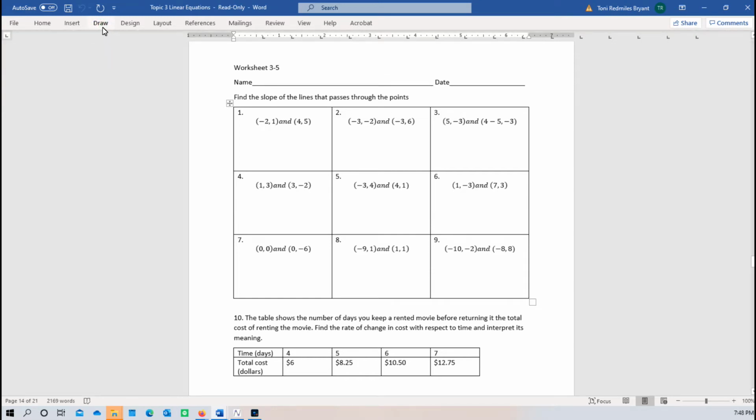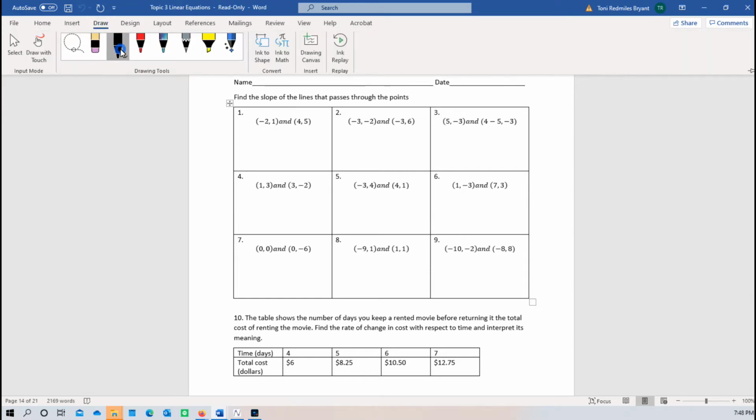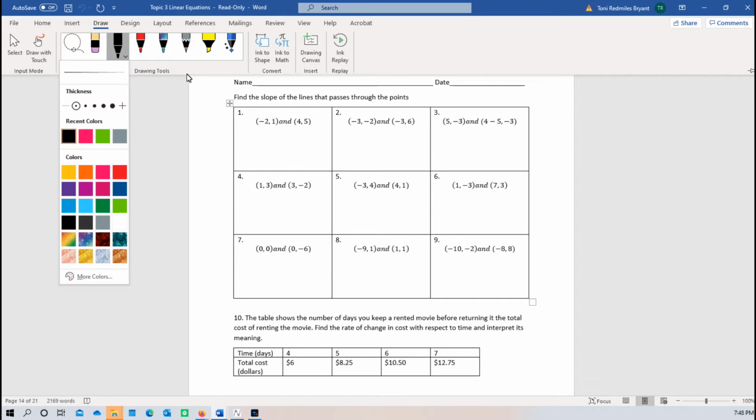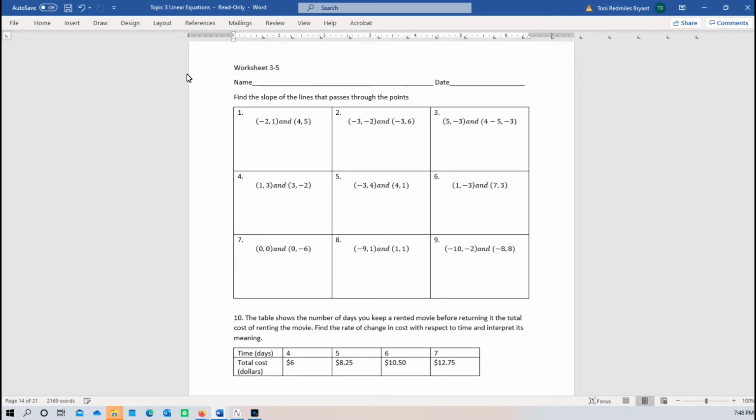All right, this video is for worksheet 3-5 for Discovering Pre-Algebra Part 1, and this one we're going to be doing slope. So just a reminder, the slope formula is y2 minus y1 over x2 minus x1. So first let's go ahead and label our x's and y's.